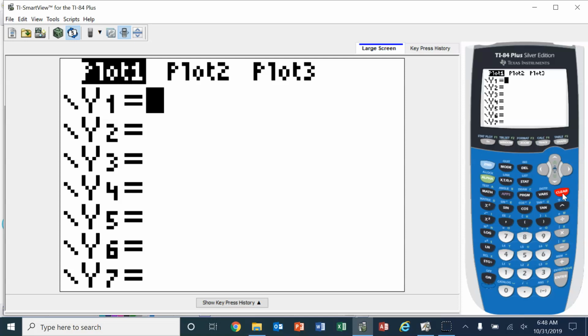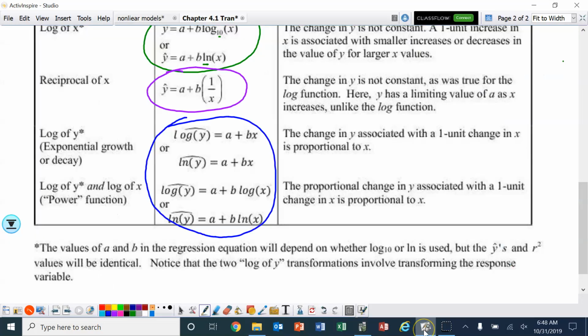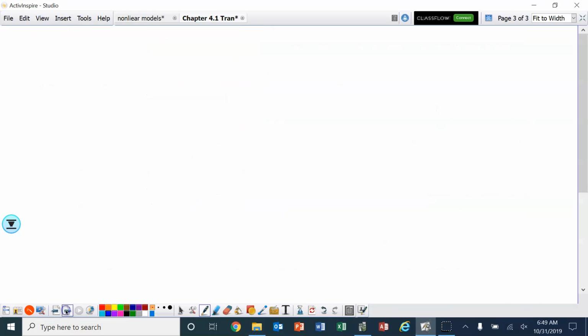All right, so we need to refresh ourselves a bit with transforming these equations. So let's start with the first one. All right, log y. So we've got log, I'm going to put a hat on that, y hat equals a plus bx.